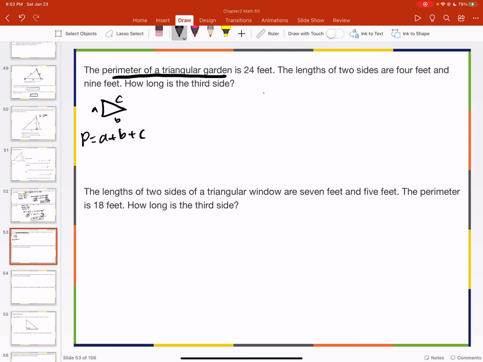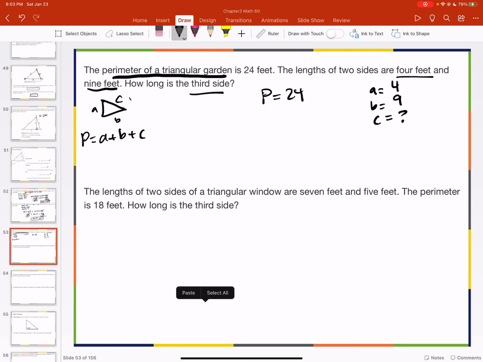So we know that the perimeter is 24 feet. The lengths of 2 sides are 4 feet and 9 feet. How long is the third side? So if we have a triangle with 3 sides, A, B, C, let's let one of them be 4 and the other one be 9. What's the third side? We don't know, so we'll let that be C.